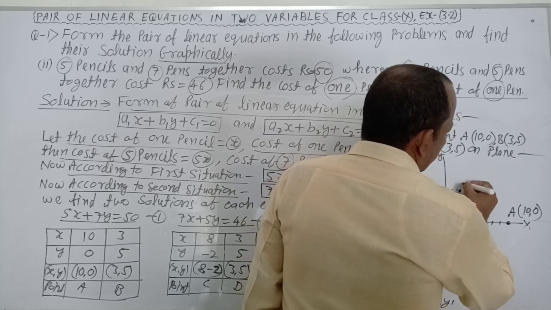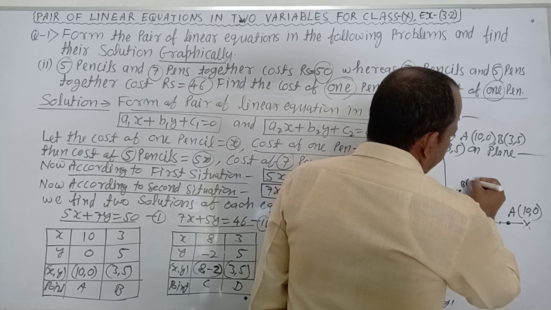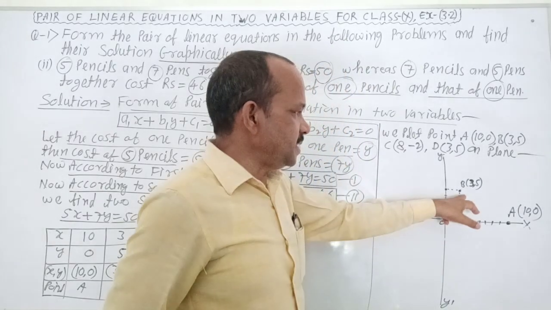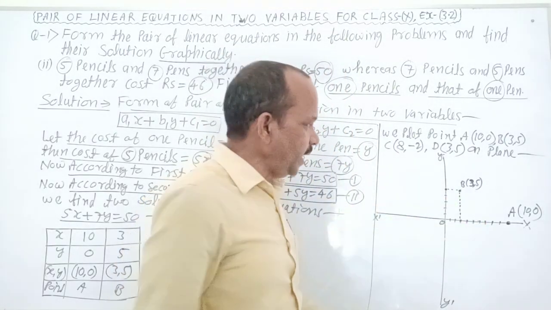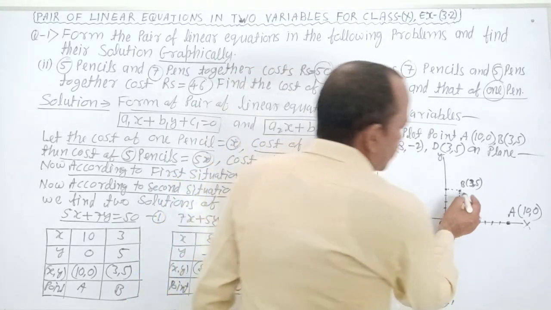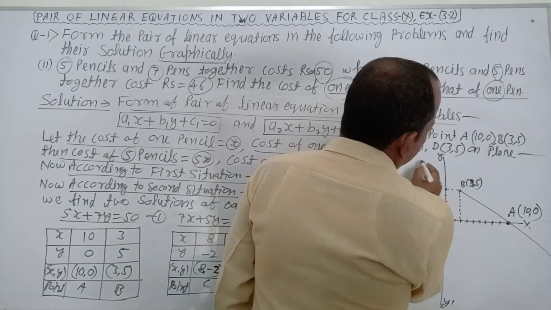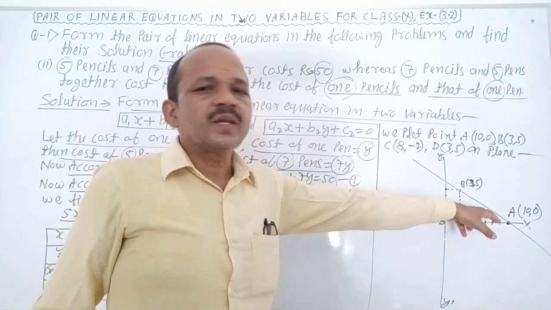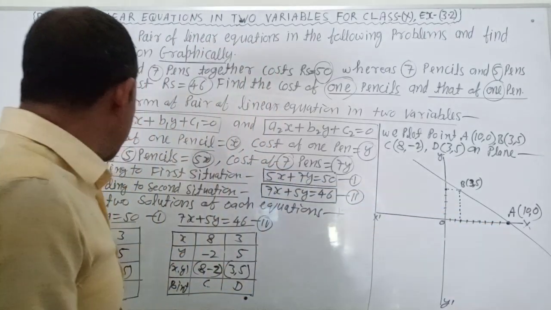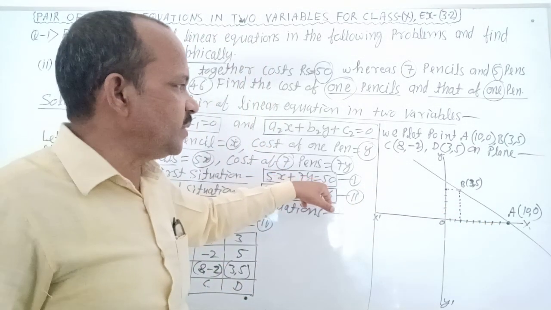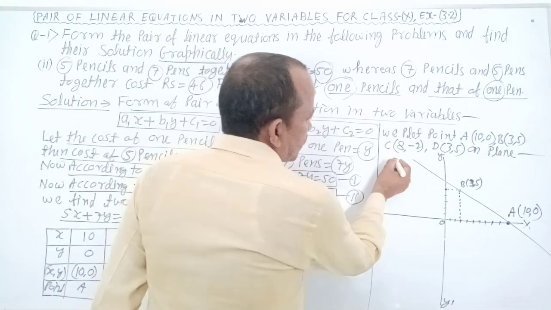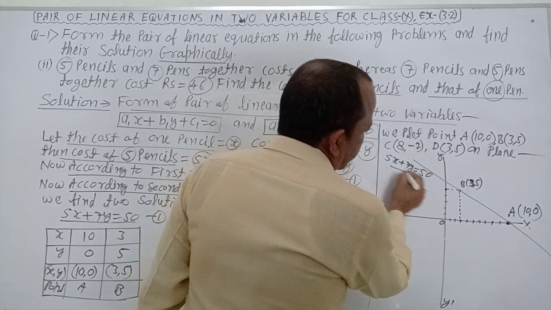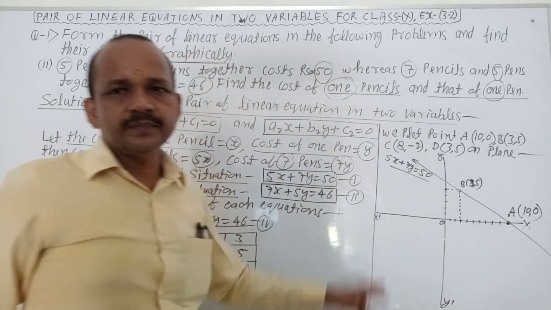Point B, coordinate 3 and 5. Point B is here. You join point A and point B and produce a line. It is line AB according to equation first. Here 5x plus 7y equals 50. It is according to equation first.